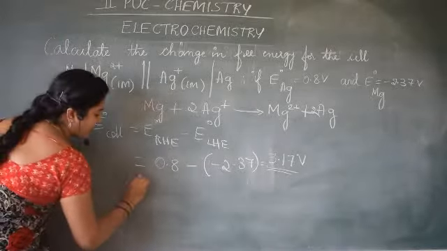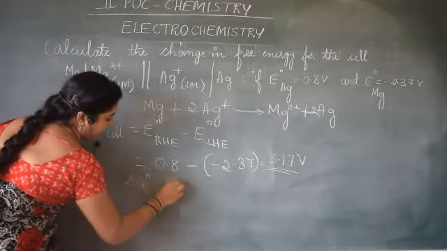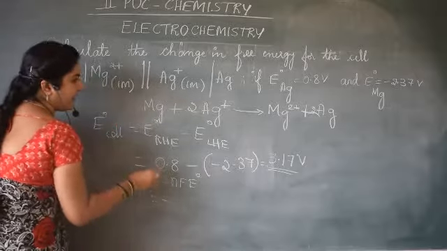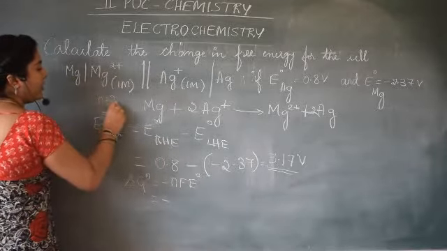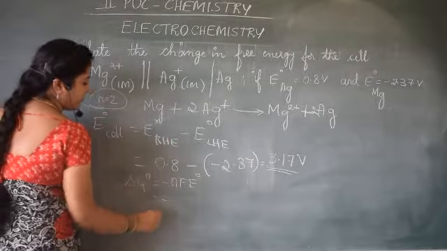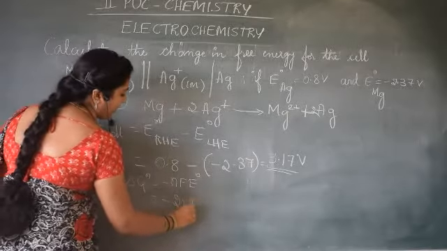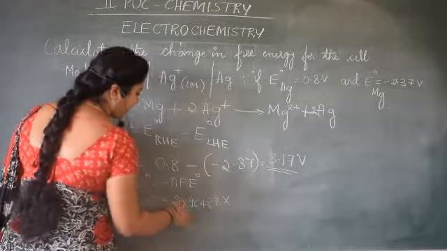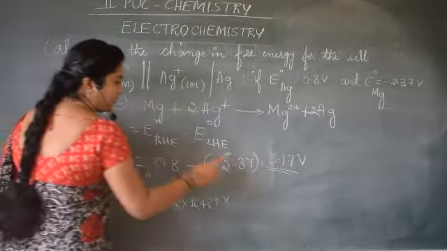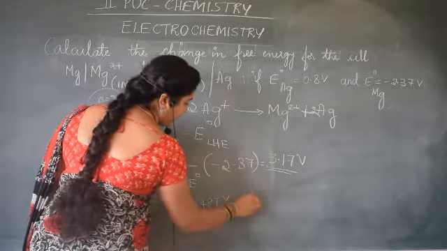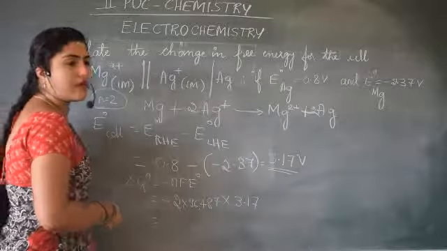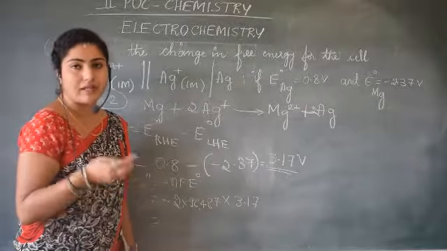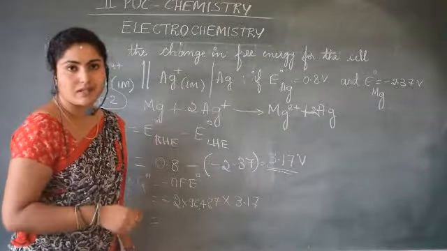You have to directly substitute that E naught value in the formula. Formula is delta G naught is equal to minus nFE naught. Therefore minus n, the number of electrons involved here is 2. So 2 into 96,487 into 3.17. Very easy problem. You need not take logarithm or anti-logarithm. It's just calculating E naught of cell and substituting it in the formula.